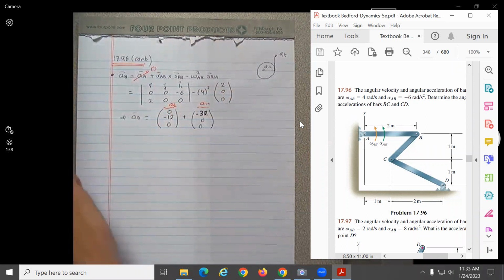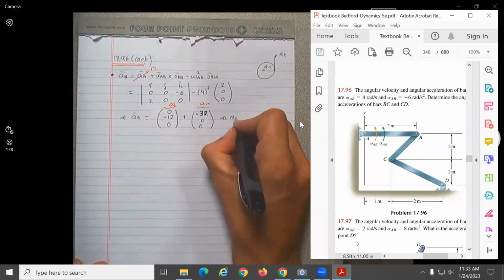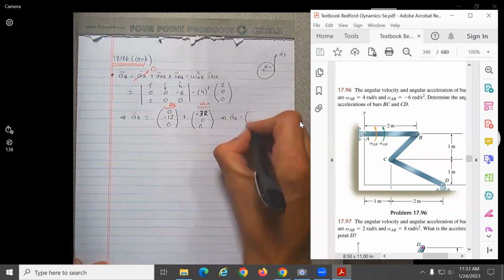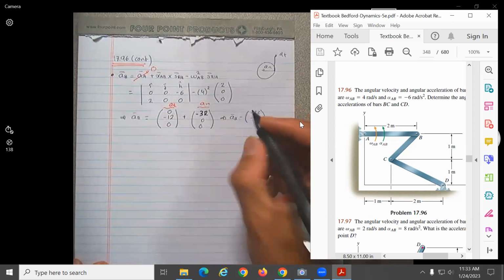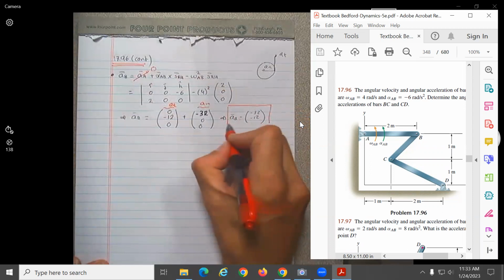Yeah, we look at the figure. So at the end, what do we have? We have a AB equal to negative 32, negative 12. If you want, you can put the 0 at the end or not.